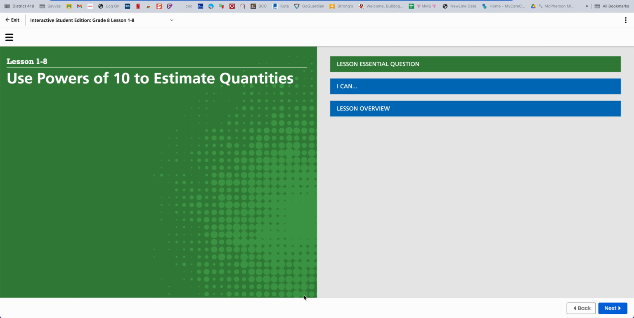Alrighty then, we're going to use powers of 10 to estimate quantities, so either really big numbers or really little numbers. This serves as kind of an introduction to the last two lessons of the chapter, which will be on scientific notation. And we really need to have a handle on powers of 10 for that to be successful later on. So powers of 10, it turns out, is really, really easy.